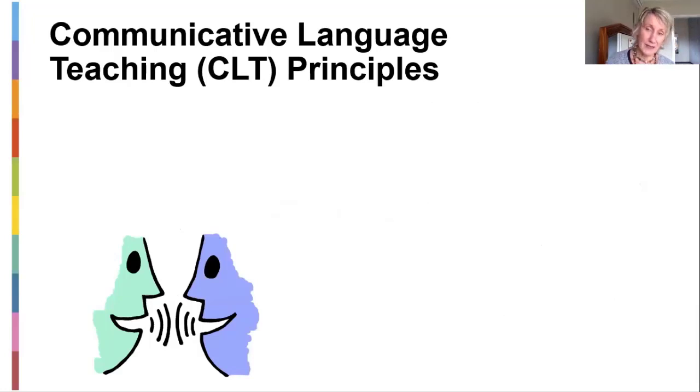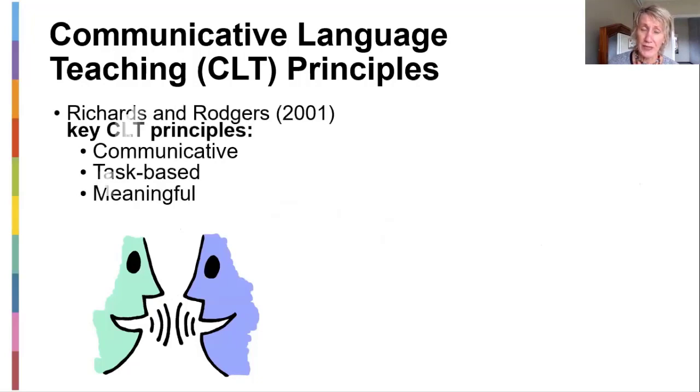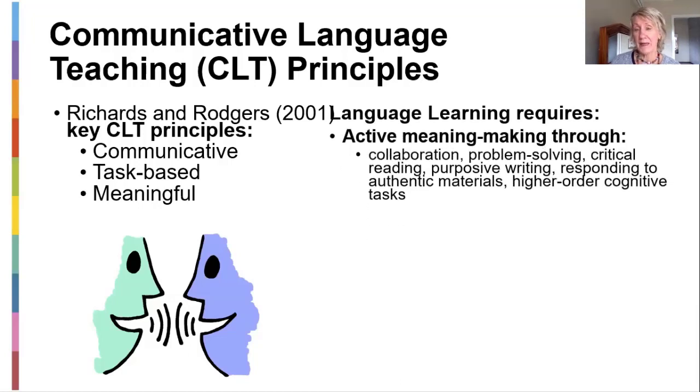Right, so just a few principles for CLT again, just to remind you. And this comes from Richards and Rogers in 2001. The key principle for CLT is that it must be communicative. We use it to communicate a message somewhere. It must be task-based, your article, the project, the theme, the assignment, and it must be meaningful to the student as well. Relevant topics, things that they are interested in. So language learning requirements are that the language learning must be active, all right, must be meaning making.